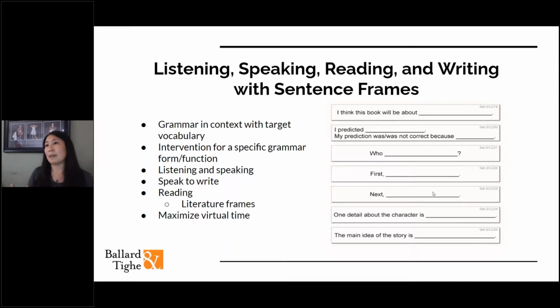But use that time to see if you can, maybe your students show up. They're not on video, but they're at least responding. Call their name, give them something simple that they can respond to and feel very successful. And then they'll want to interact a little bit more and more. So maximize that virtual time with sentence frames.